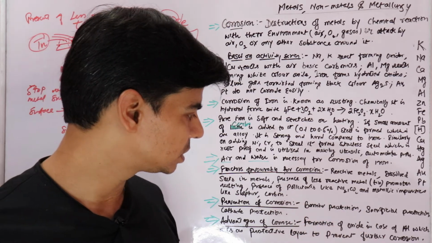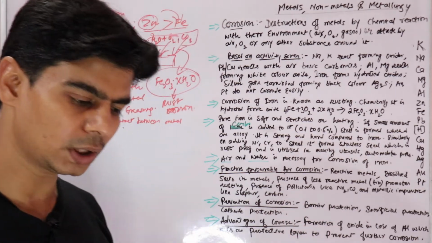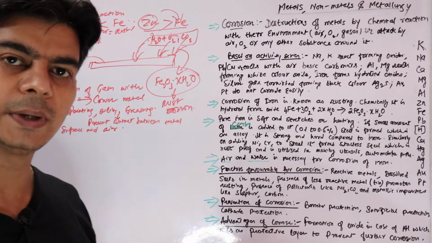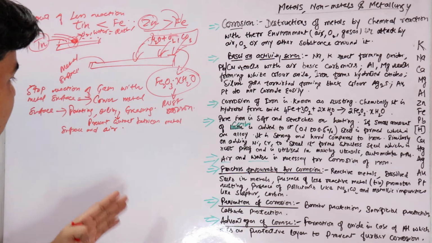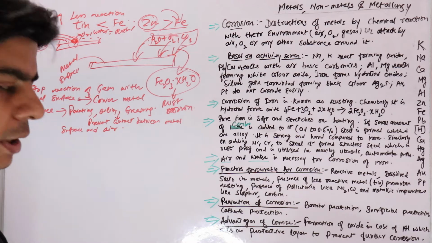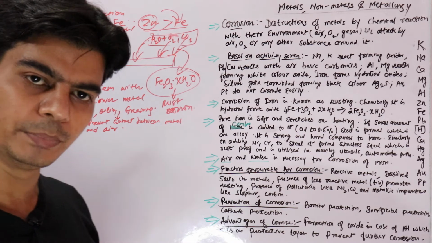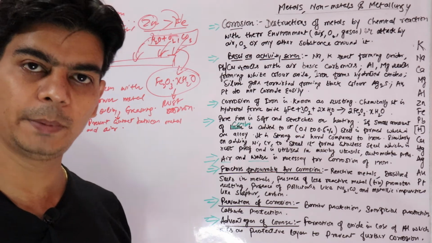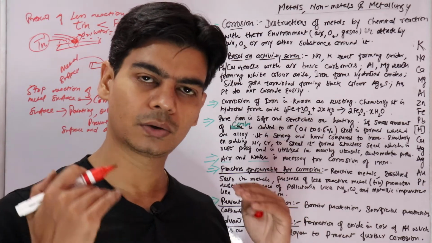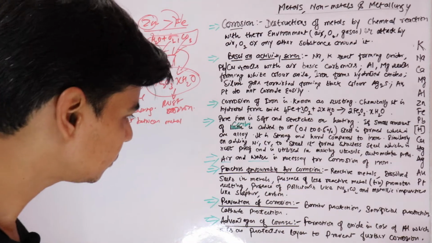Then there is something known as barrier protection. If you put a barrier between the metal surface and air, that is known as barrier protection. And you can do barrier protection using painting, oiling, greasing. This is nothing but barrier protection, because you are putting a barrier of oil or a barrier of paint on the metal surface, so that the metal surface does not get in contact with air directly.